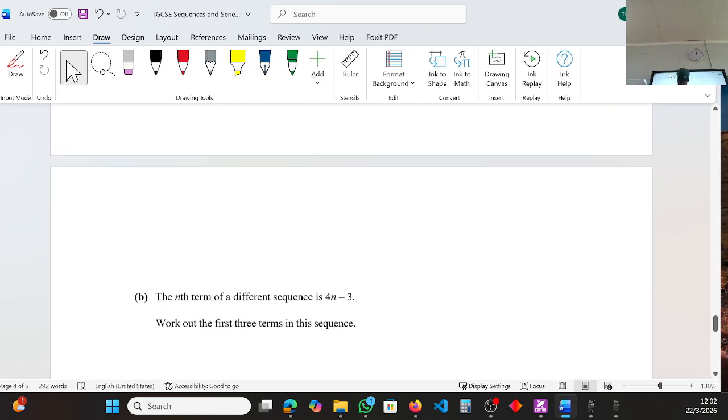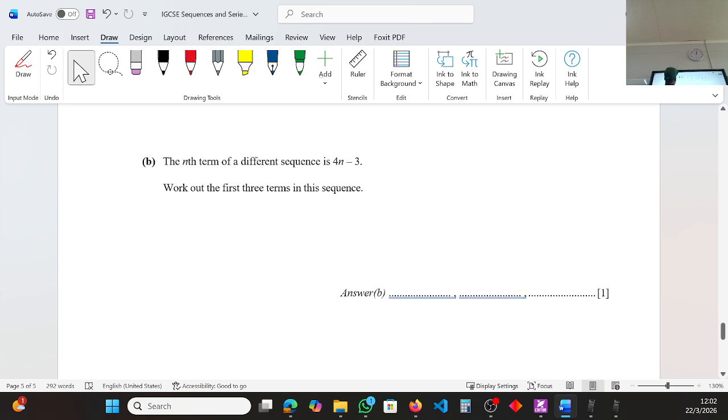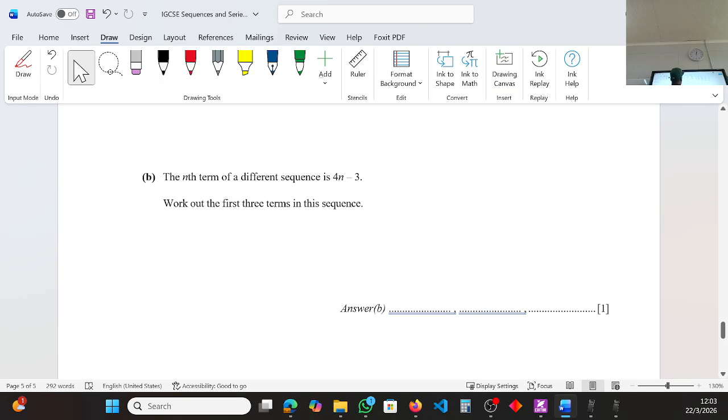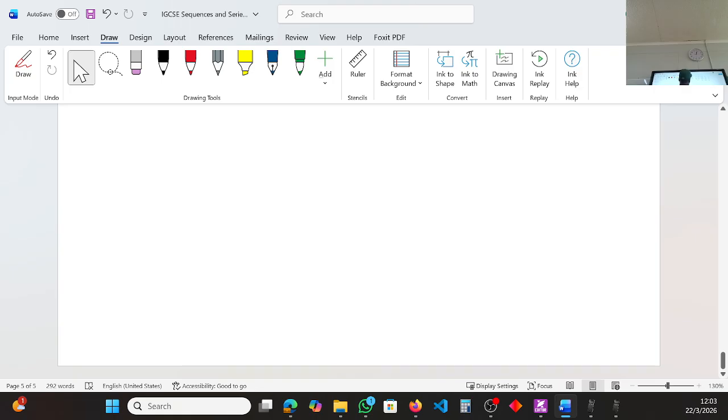I think, well, we have another one there. The nth term of a different sequence is 4n minus 3. Work out the first three terms of this sequence. So when n is 1, we are saying it's 4 times 1 minus 3. So the first one is 1. Then followed by when n is 2, 4 times 2, that's 8 minus 3. So it gives us 5. 4 times 3, that's 12 minus 3, it gives us 9. So those are the first three terms of that particular sequence.